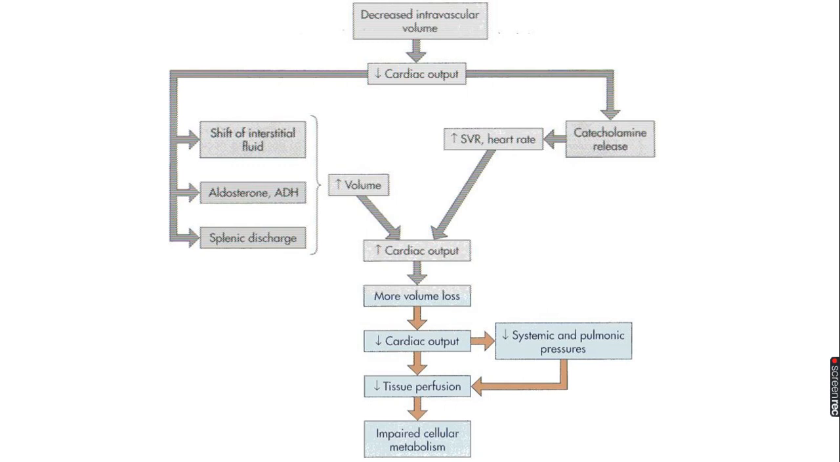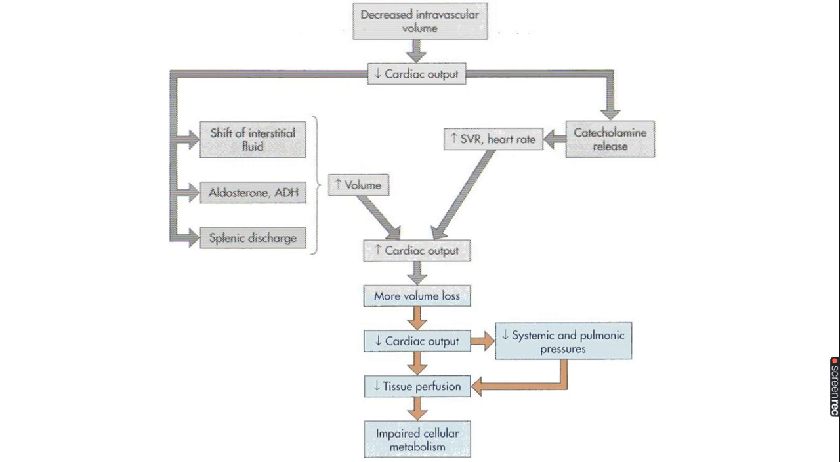And because of this drop in cardiac output, you have a number of homeostatic counter-regulatory mechanisms being activated, and this results in a shift of the interstitial fluid as well as activation of aldosterone and ADH, antidiuretic hormone, which are hormones that tend to favor fluid retention rather than fluid loss. You'll also have splenic discharge. And all of these are in order to try and increase the intravascular volume.